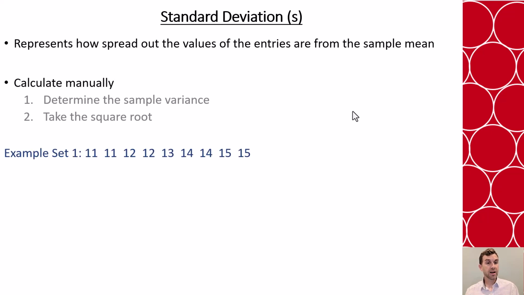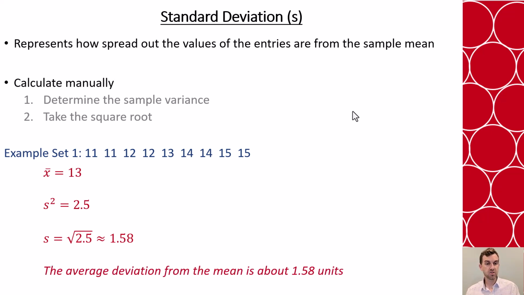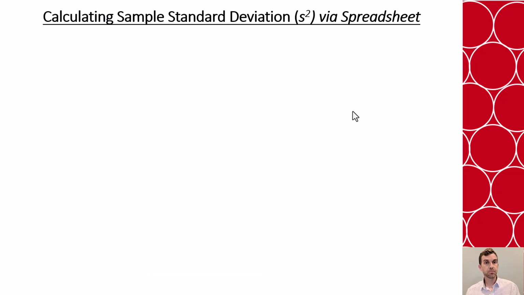So if we think back to set 1, we said the mean was 13 and the variance was 2.5. To get the standard deviation, I take the square root. That's an irrational number, so I'm going to round it to probably 1 or 2 decimal places most commonly. In this case, it'd be 1.58. So the standard deviation, or the average deviation from the mean, they mean the same thing, is about 1.58 units.